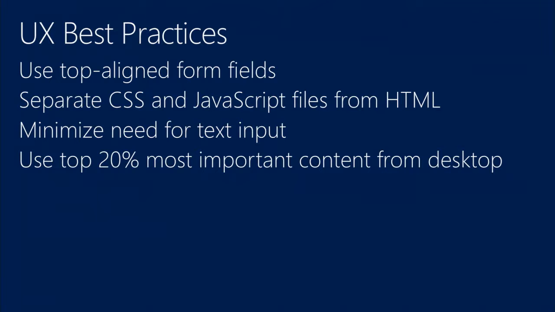The top 20 most important content from the desktop. When I talk to a lot of companies, they've got their big, giant desktop website that they've built over the years, and it's got 1 million things on it, and it's huge. And they say, yeah, I want to put that whole thing on the phone. And I'm like, that's just crazy talk. The takeaway here: find the 20% most important things from your existing desktop website and put them on the mobile web.